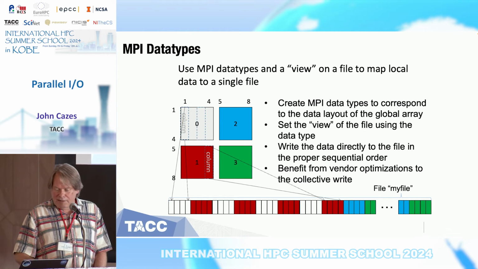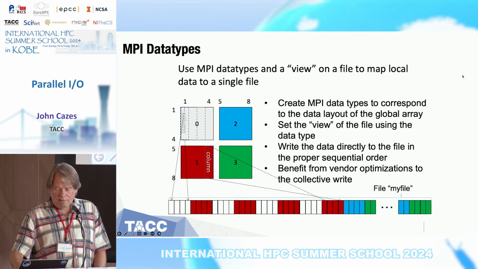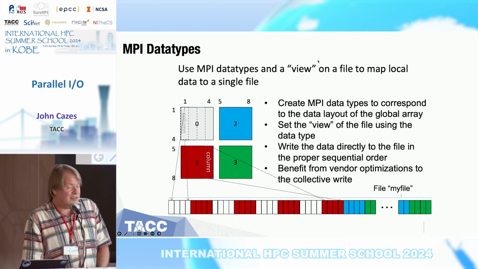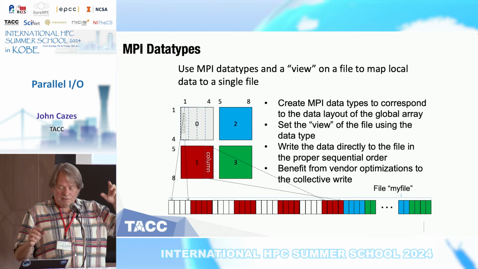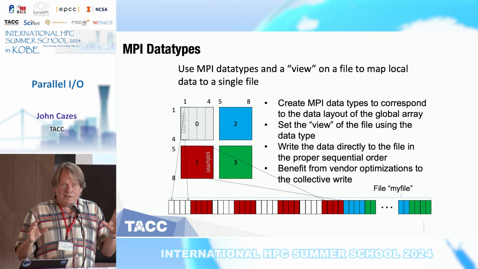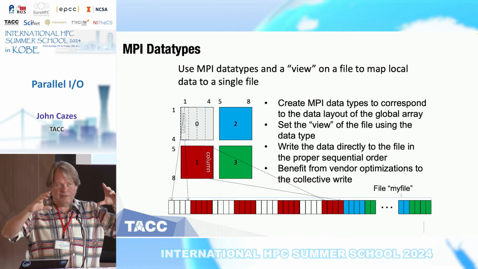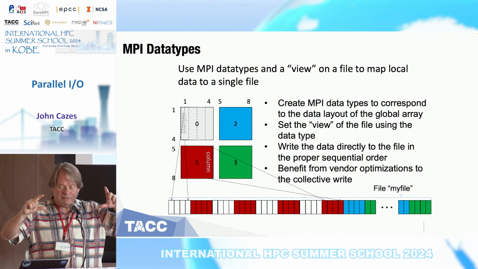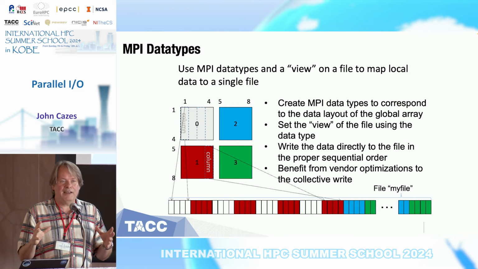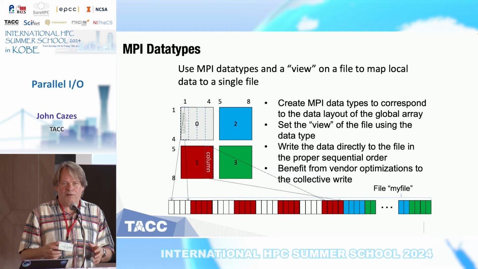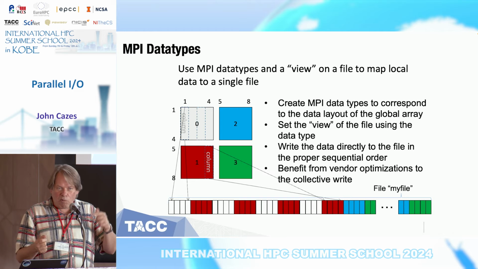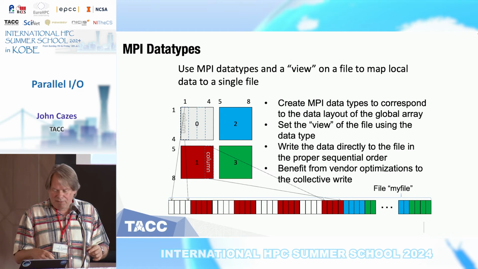As you can see in this example, this is an 8x8 array decomposed across 4 tasks in a 2x2 decomposition. The idea is I want to write out this data to the file as if I wrote it from a serial program. It's just the data I'm writing to a file, but in reality, it is decomposed. So it's not simple to do this on your own, where each task figures out where in the file its data goes. Figuring out the offsets is hard.